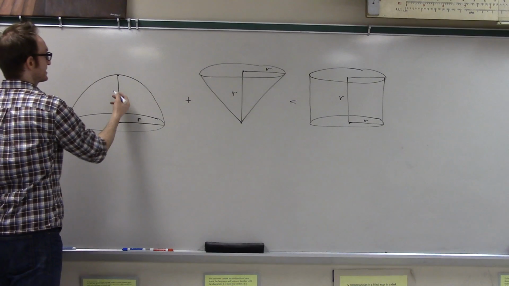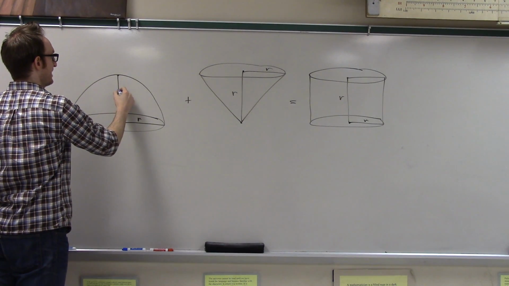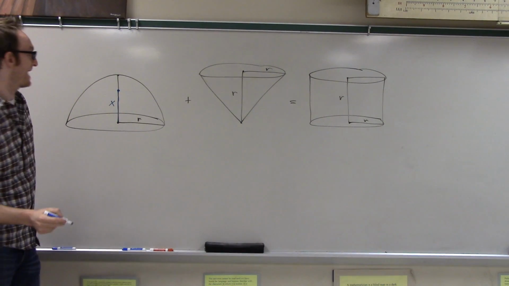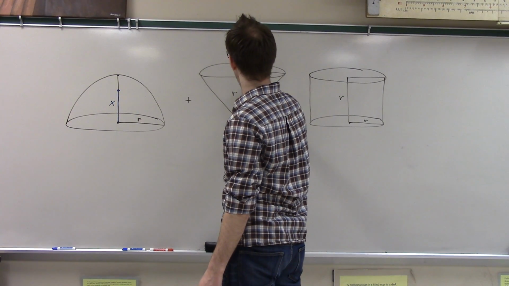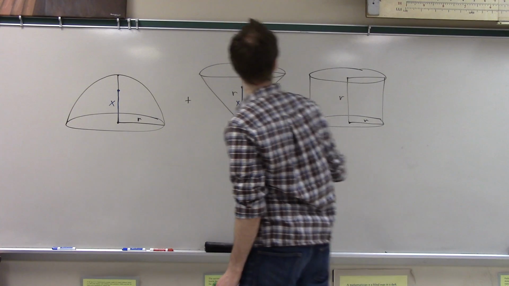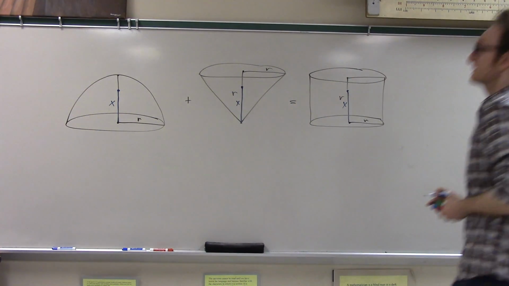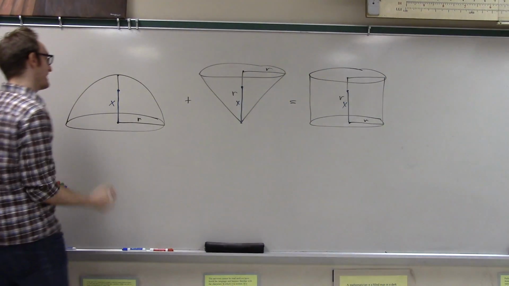So let me start at some particular height from the equator. Let's call that height x. So let this blue thing be x. And I'm going to consider that same x over here and that same x over here. So at the same height off the ground, I'm going to take a slice.